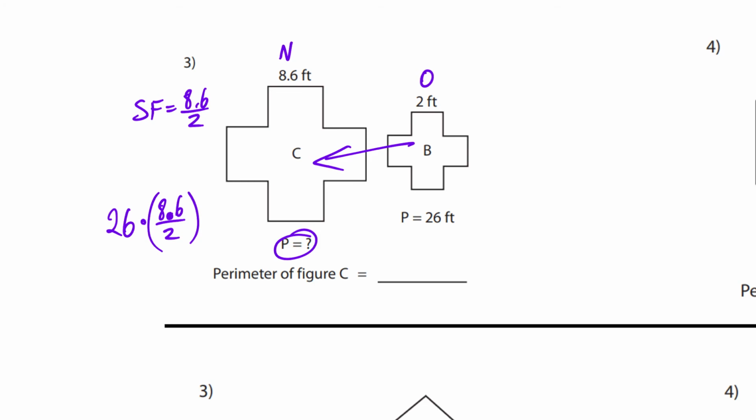And what do you get for the perimeter on that new one? 111.8. Now let's just stop here and see if this makes sense. Okay, this side was 2, this side was 8.6. So going from here to here, did it get bigger or smaller? It got bigger. The perimeter here was 26 and we got 111.8. Did the perimeter get bigger? Yes. So here's the thing.